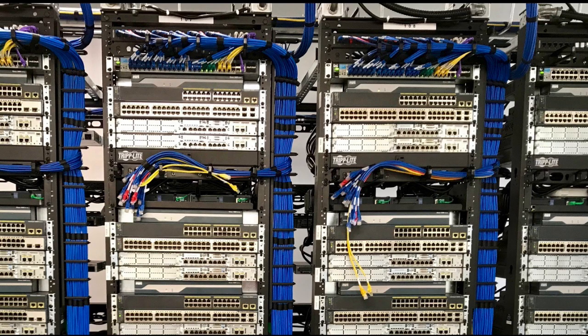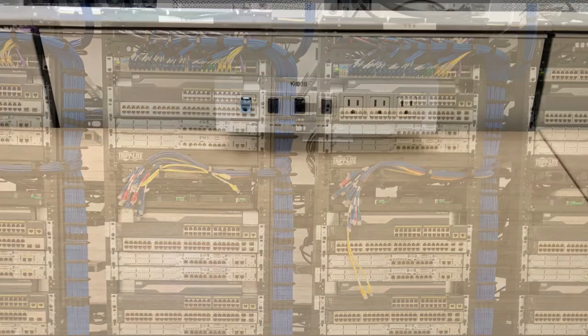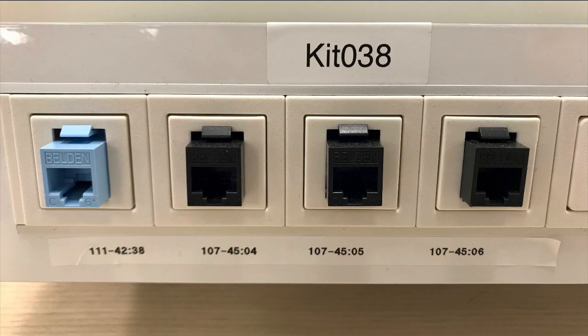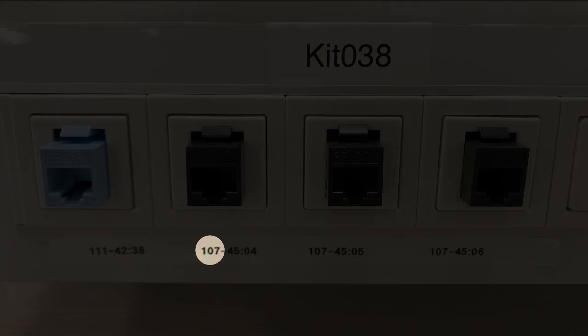Kits determine what equipment you work on. To find your equipment, start by looking at the bank of power and network connectors at your work area. Each work area will have a label identifying the corresponding kit number. To help determine the rack that houses the equipment, look at the first three numbers of the data jack labels. Note that each of the black data jacks at each work area have those first three digits in common.